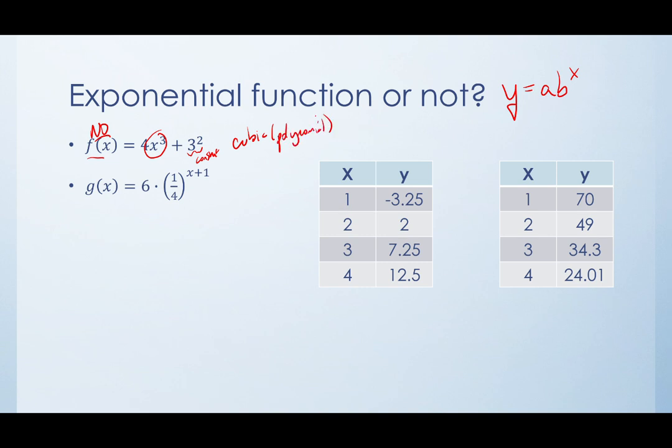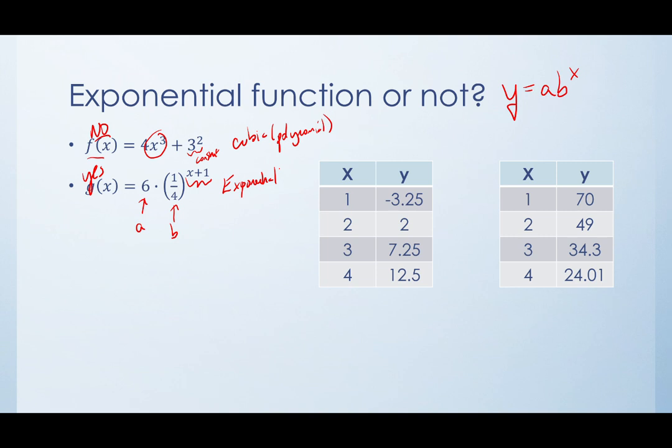Now the next one, the g of x equals 6. Okay, that's a constant, so this looks like maybe my a. Then I've got 1/4. That's like a b, and my x is in the exponent, but it does have an x plus 1 on it. So we can do a couple of things here. We can realize that this is an exponential function that has had a horizontal shift applied, right? Because we basically changed the x input. Instead of x, we've got x plus 1, so this is a shift to the left. So this is exponential, so this is a yes, exponential.